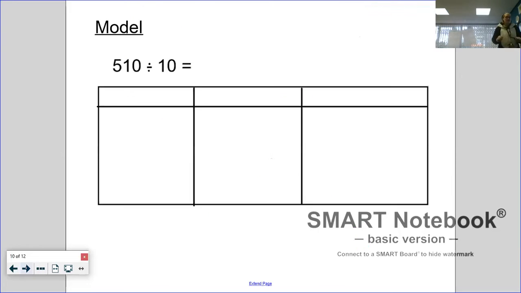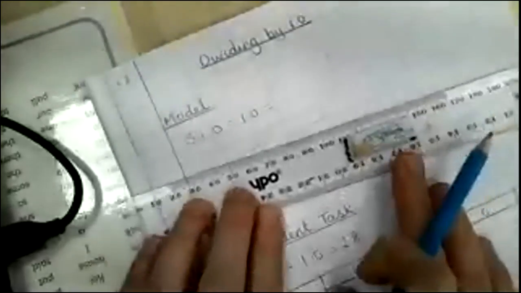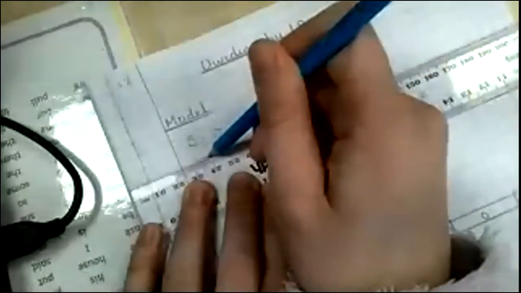Right, we're going to do a model in our books now, guys. You're going to need your exercise book, your ruler, and your pencil, and we are going to be doing 510 divided by 10. So let me stop sharing my screen and switch over my camera. Here we are. So 510 divided by 10. Remember, 1 digit in each box.